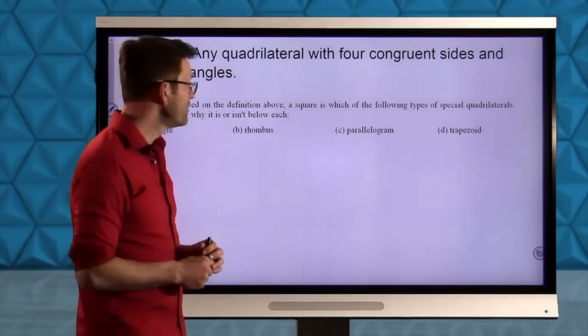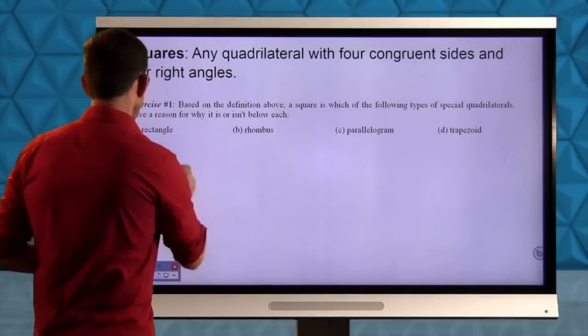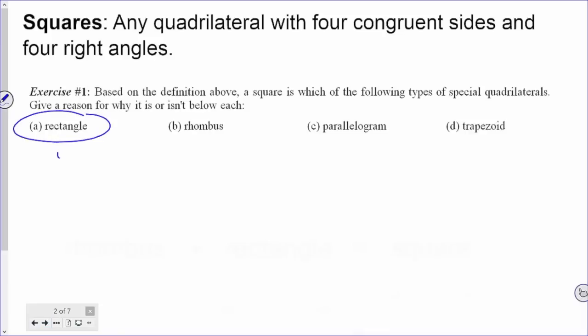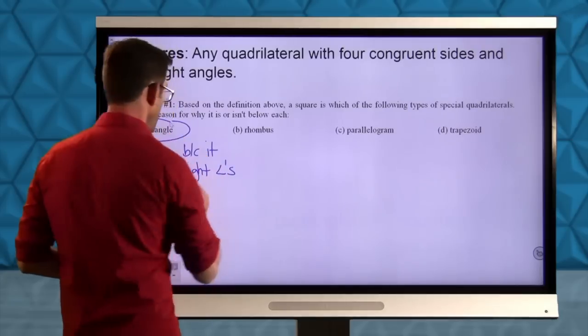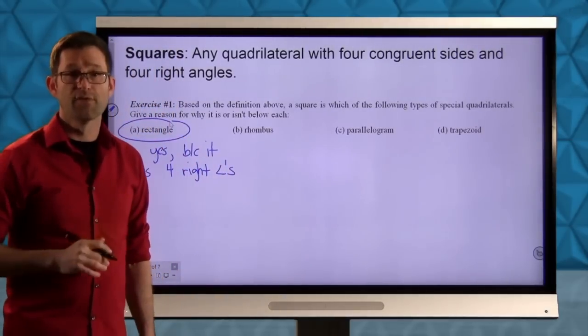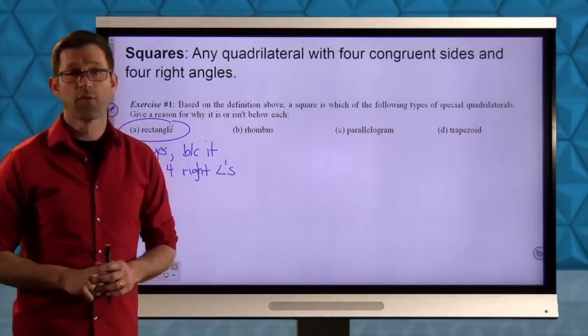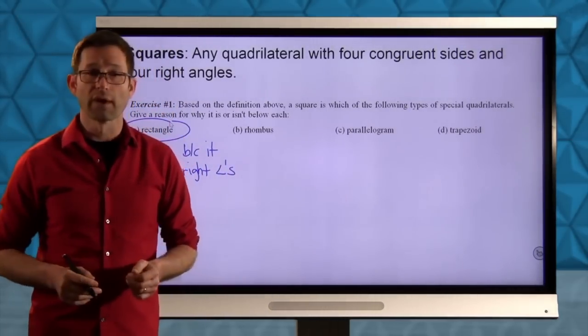All right, let's go through it. Well, is a square a rectangle? Yes. Why? Because it has 4 right angles. That's what makes a rectangle, is that it has 4 right angles. Since a square has 4 right angles, it is a rectangle.